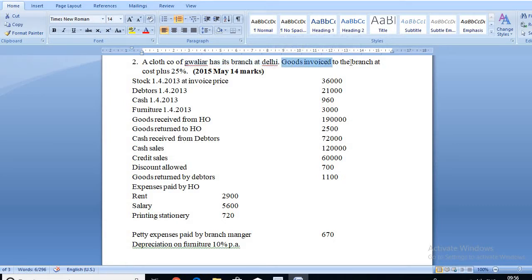And they invoice the goods to branch at cost plus 25%. Here the profit percentage is how much? 25%. This is the profit percentage and which is based on cost price.